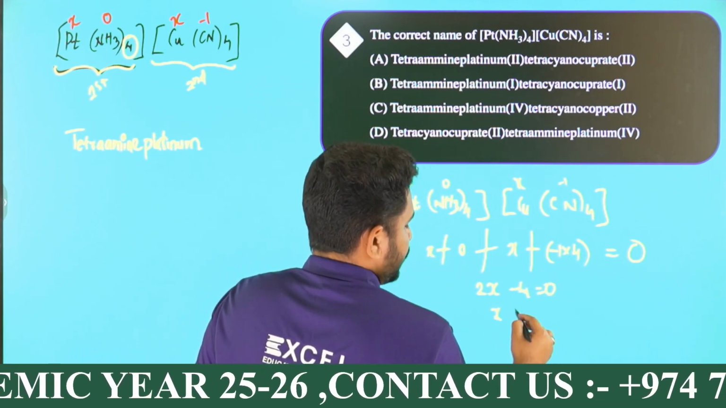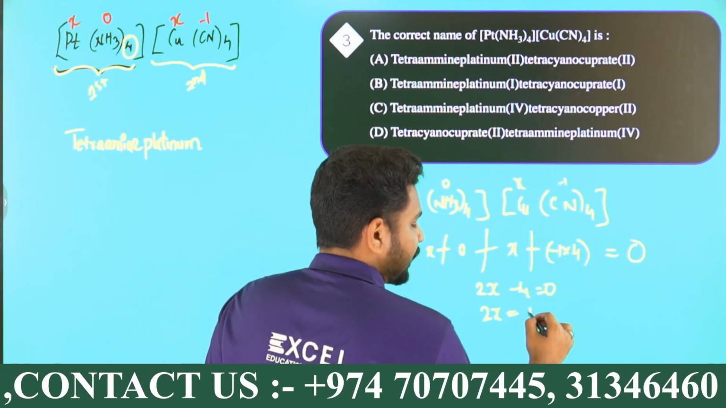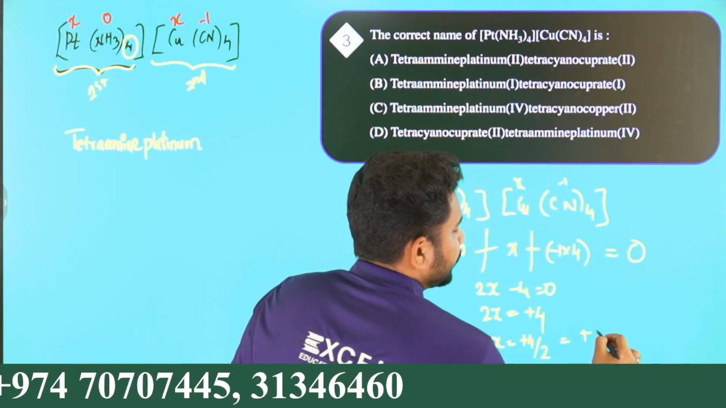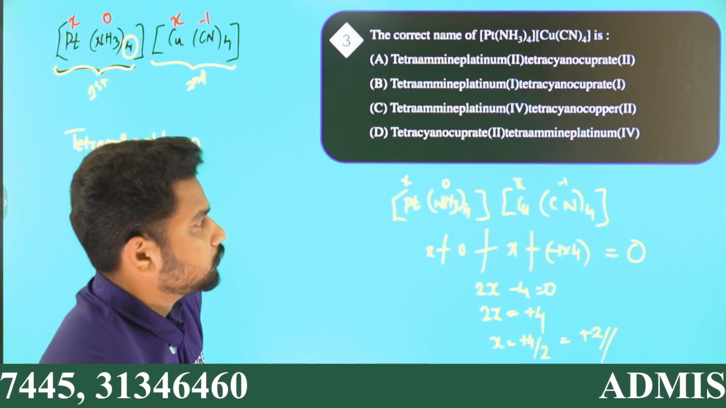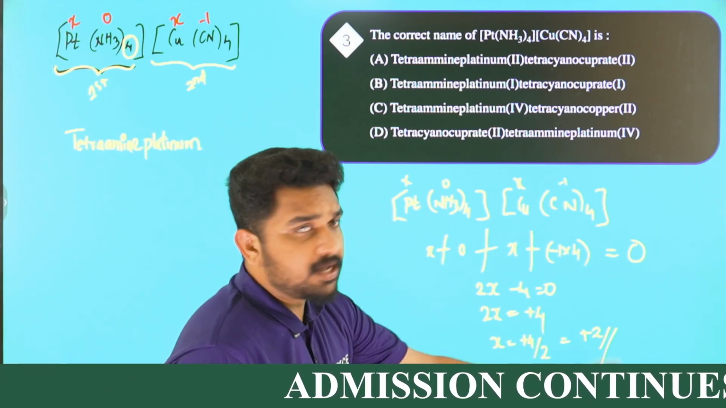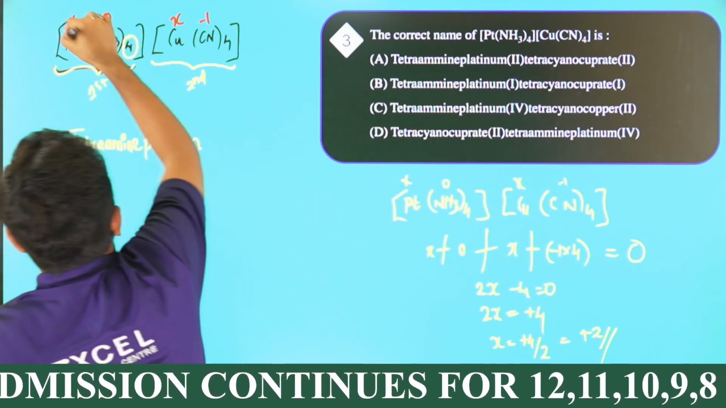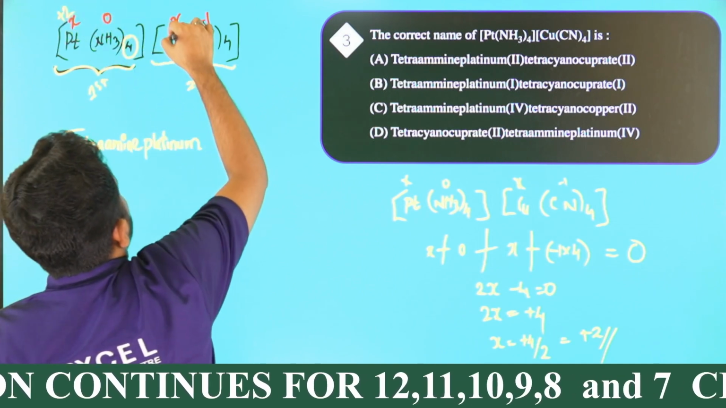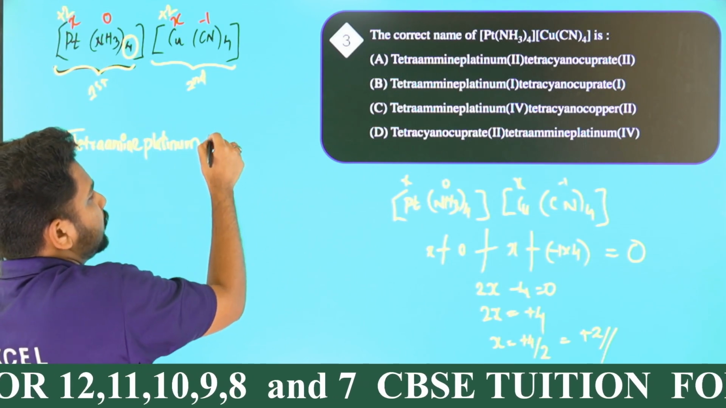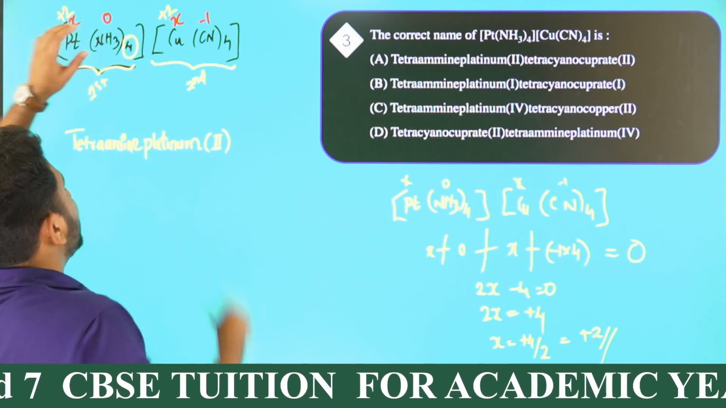So 2X is equal to, you can take the minus 4 to the right side, so it will be plus 4. So X will be equal to plus 4 divided by 2. It is equal to plus 2. Okay, so the oxidation state of platinum is plus 2. That means X is plus 2. So the oxidation state of platinum is plus 2 and also the oxidation state of copper is plus 2. Now you can write the name. Tetraamine platinum(II). I wrote the oxidation state of platinum. Then I finished the first part.